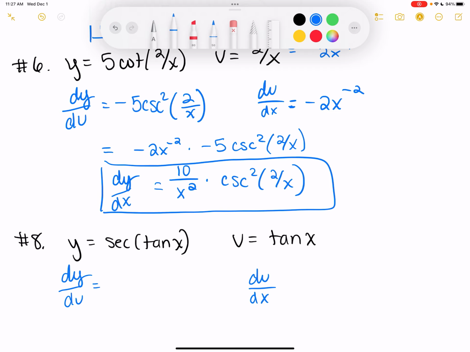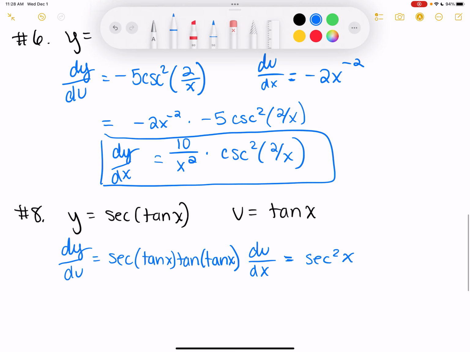Secant of x, tangent of x, so it's going to be secant of x tangent of x times the tangent of x. And the derivative of tangent, no, it's just secant squared of x.